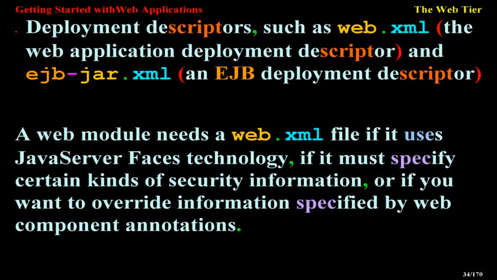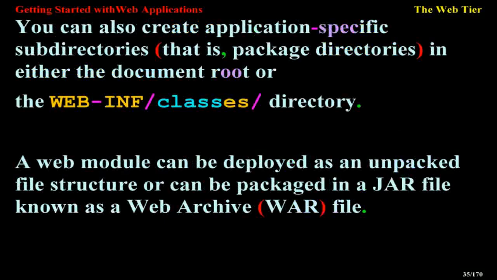A web module needs a web.xml file if it uses JavaServer Faces technology, if it must specify certain kinds of security information, or if you want to override information specified by web component annotations. You can also create application-specific subdirectories, that is, package directories in either the document root or the WEB-INF/classes directory. A web module can be deployed as an unpacked file structure or can be packaged in a JAR file known as a web archive (WAR) file.